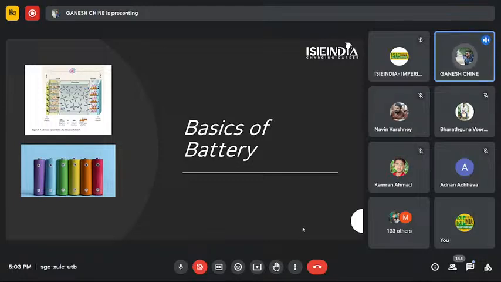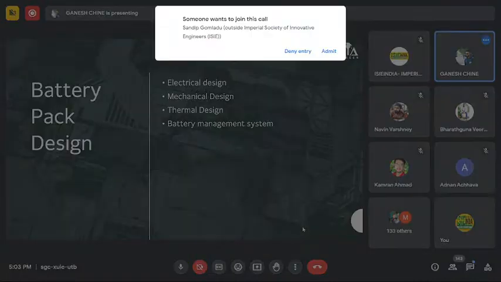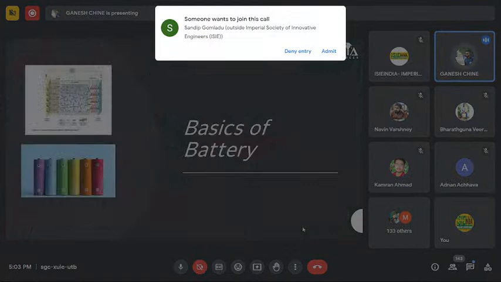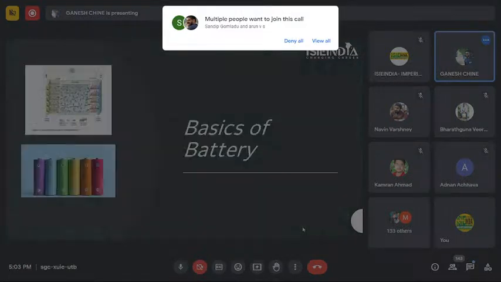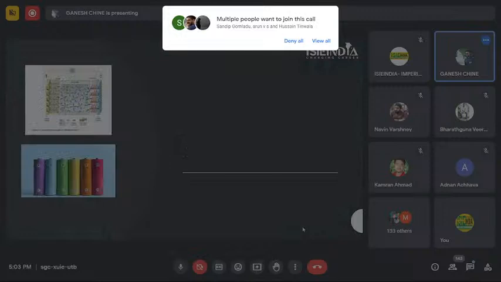And then we are seeing the various components of battery. There are mainly 5 components of batteries. Majorly we focus on the main 5 components.